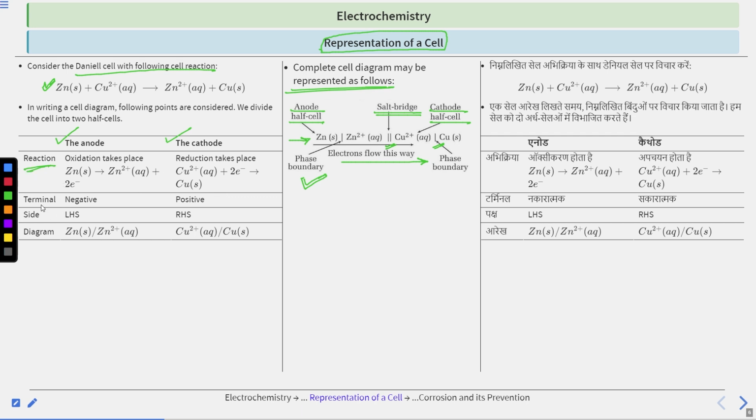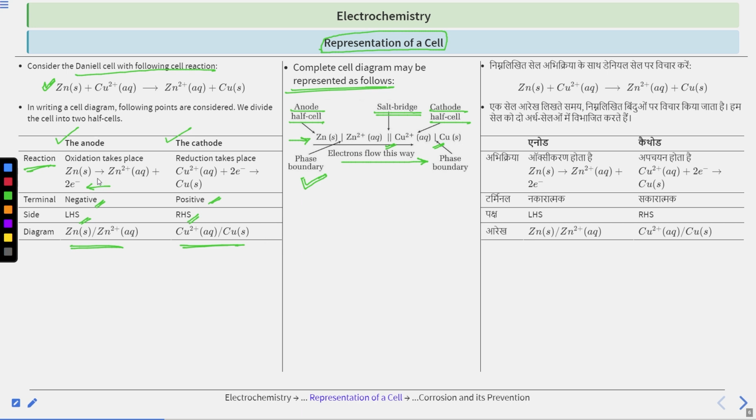Now let's see the terminal. So the anode is negative, the cathode is positive. Let's see the side. The anode is present on the left hand side, the cathode will be present on the right hand side. And how will the diagram of this cell be written for the half cell reaction happening at the anode? It will be zinc solid, line, Zn2+ aqueous. So this is the representation, this is the diagram. For the cathode, this is the representation of reduction, that is Cu2+ aqueous, line, copper solid.